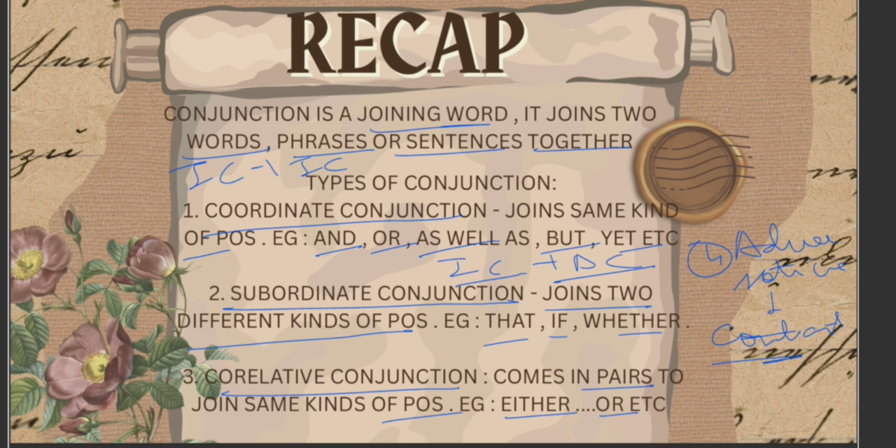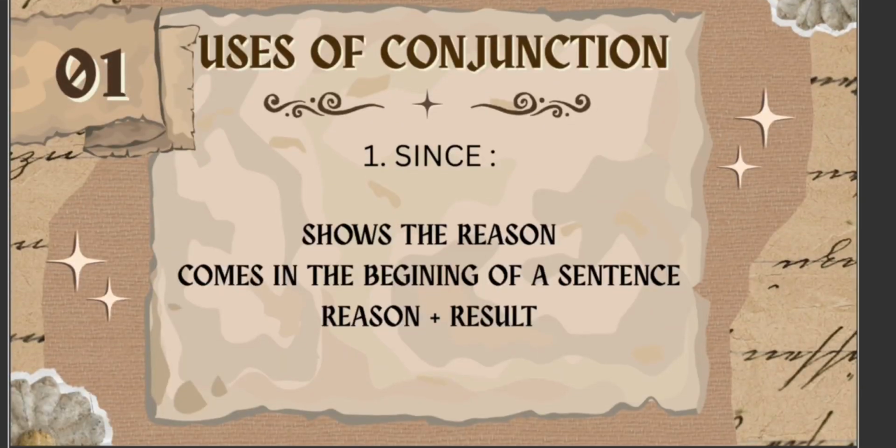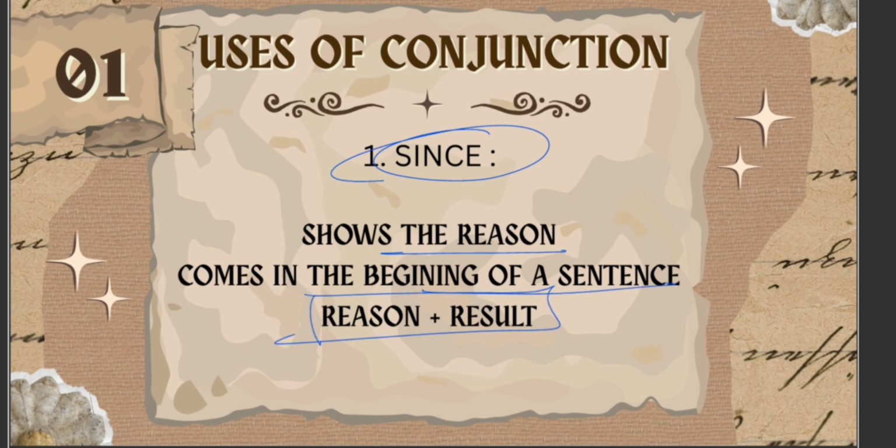Okay, students. Now let's move ahead with today's class. Now today in this class we'll be discussing the uses of conjunctions. Now let's have a look at since. Since is used to show the reason. It comes in the beginning of a sentence and it can be used to show reason plus result. A lot of times when we use since we mainly focus on the reason, but at times it is used to show result as well. For example, since she worked hard, she was able to pass. Okay, so now we're showing the result instead of reason.